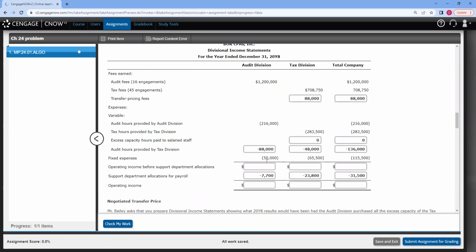So again, I assume that you can find these totals. Remember, you're starting with revenues up here at the top, then subtracting the expenses to get the operating income before payroll, and then subtracting the payroll to get that bottom line.